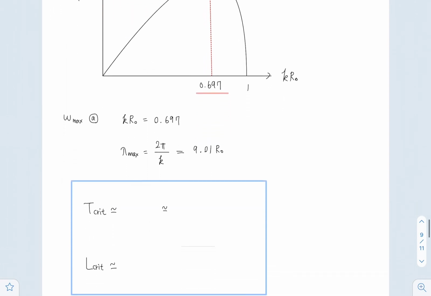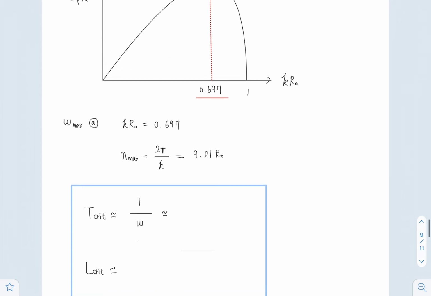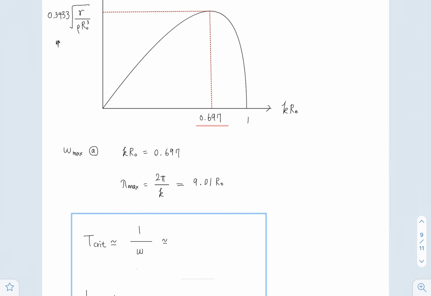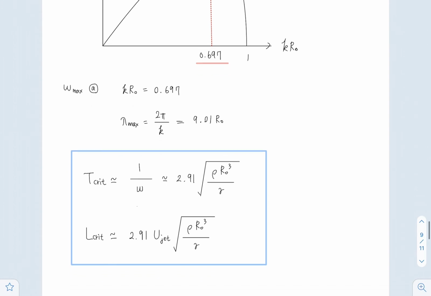We also know that the critical time and the critical length can be determined in our case. How are we going to determine our critical time? We said from our very first video that it is determined by 1 over omega. So we take this omega here, and take 1 over omega. That's how we end up with our value, which is 2.91 times the square root of rho r cubed over gamma. Also, the critical length is quite similar, but it's 2.91 times the jet speed, times this square root value, because it's time multiplied by speed.